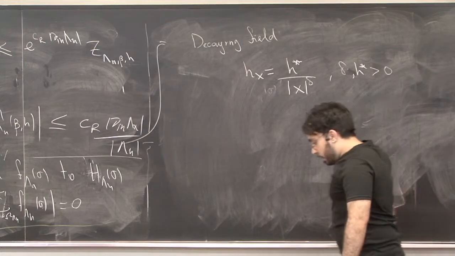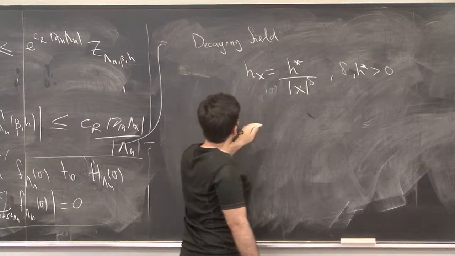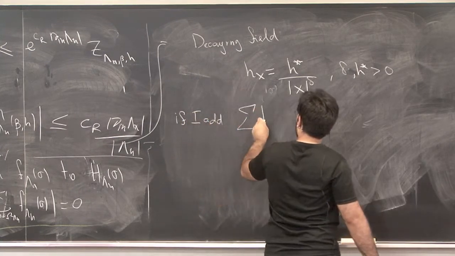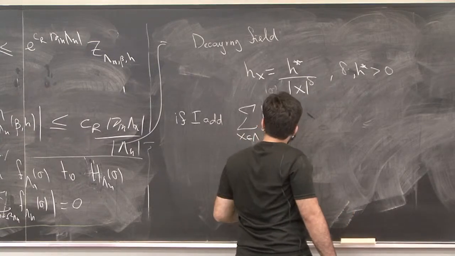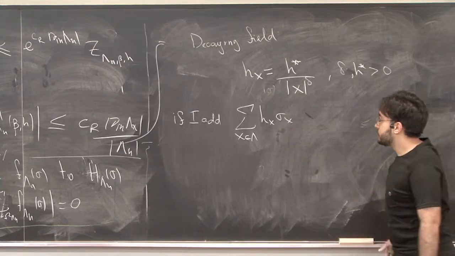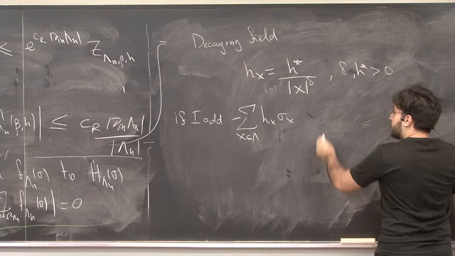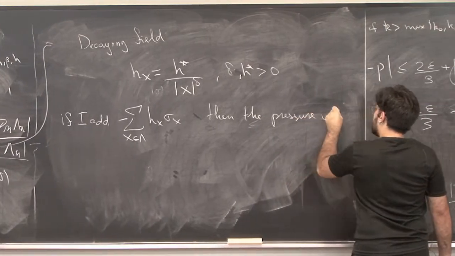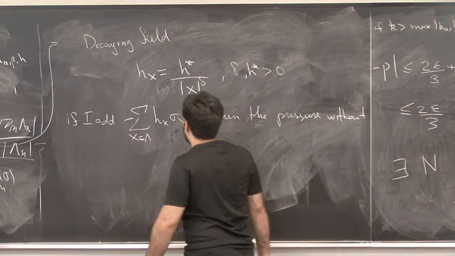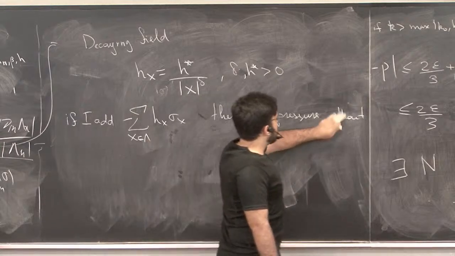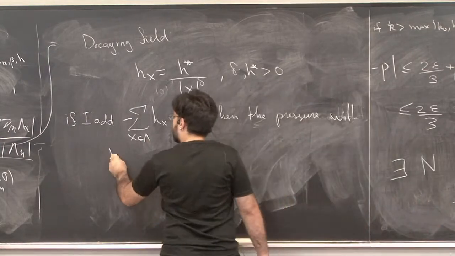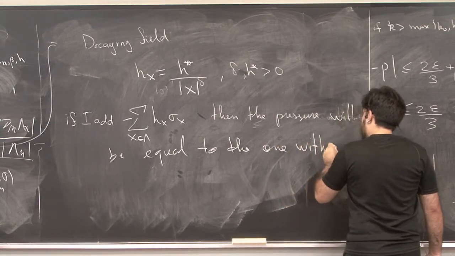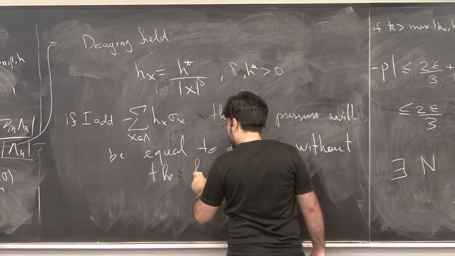We will show later that if I add a contribution to the Hamiltonian that is equal to this part over here, something like this, then the pressure will be equal to the one without the field, without the decaying field.